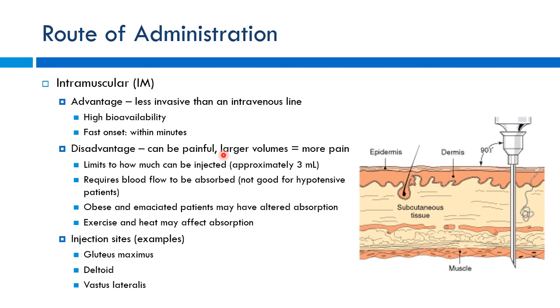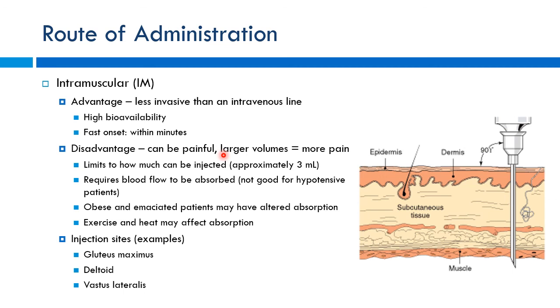Yes, you're right. For sub-Q shots and things like that, you typically want to rotate sites or go to different areas. Sometimes you can see changes that will occur by continuously stabbing the same area. In some cases, you have things like lipodystrophy that can occur. So yes, you're absolutely right. You do want to rotate sites, especially if they're going to be on it for a long period of time. Yeah, and they're injecting themselves several times a day, as a lot of diabetic patients have to do.